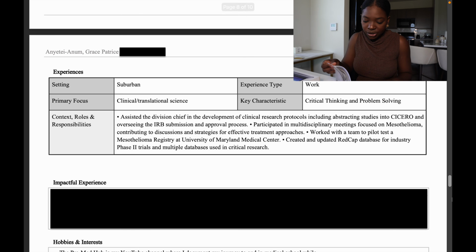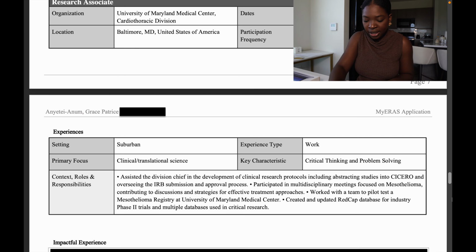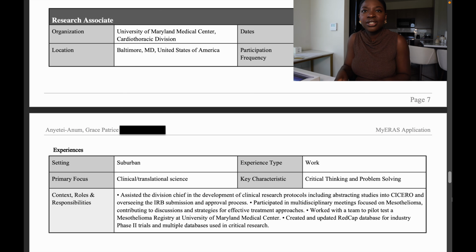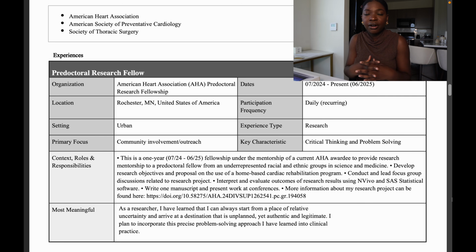Now, let's go through one of the experiences, so you get a sense of how to frame it. For me, I put down my pre-doctoral research fellowship with the AHA, and it was a very meaningful project for me. Still is. I'm wrapping it up. So I wrote about that.